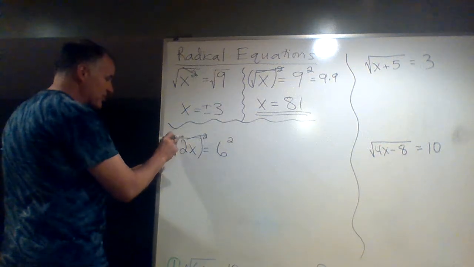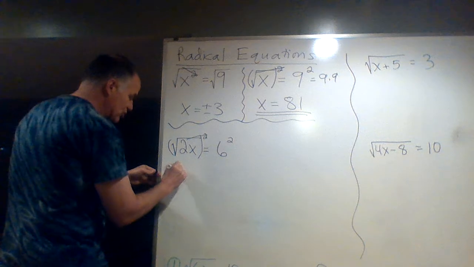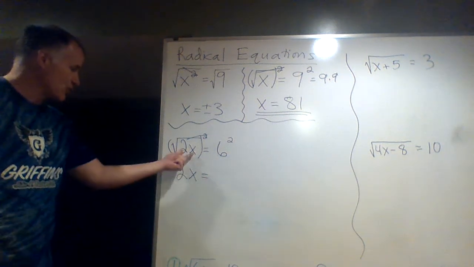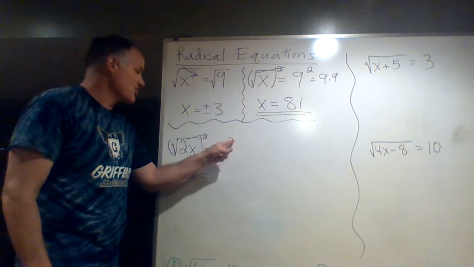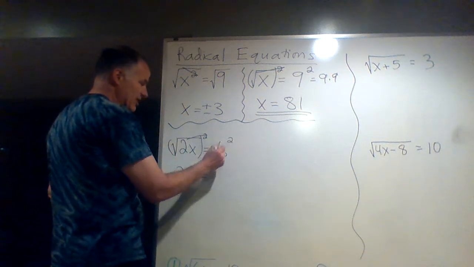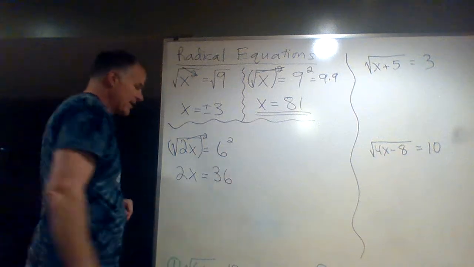But now, because the radical is being squared, it goes away, and the 2x comes down. See that? The 2x comes down. Now 6 squared, again, means 6 times 6. 6 times 6 is 36.